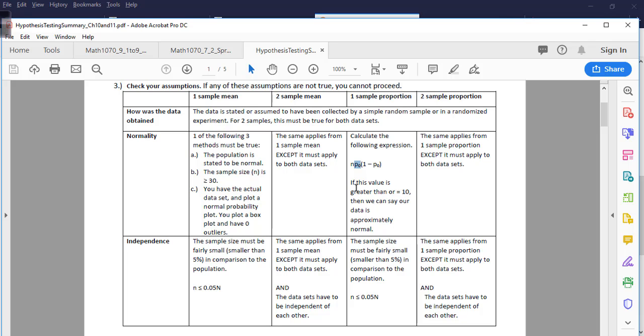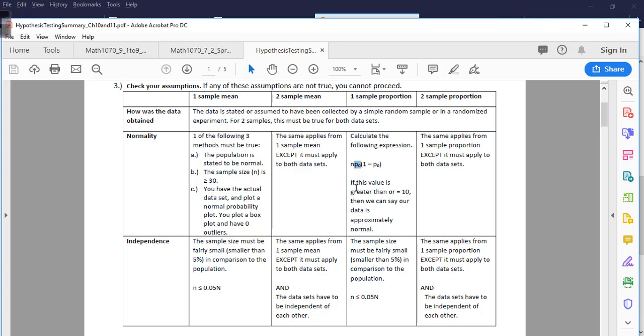If you have a two sample proportion, so you're looking at smoking rates in 1970 and then 1990, then you want to check and make sure your data from 1970 is approximately normal. So do n times p sub 0 times 1 minus p sub 0 on that. And then you also take the sample from 1990 and do n times p sub 0 times 1 minus p sub 0 on that as well.